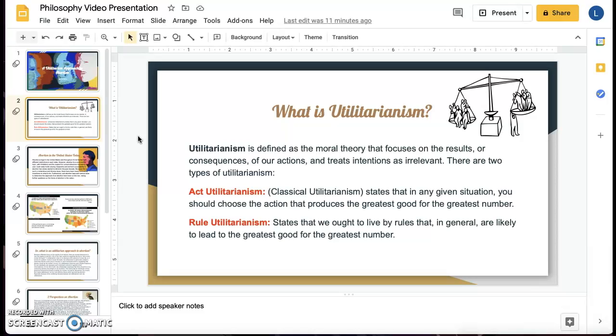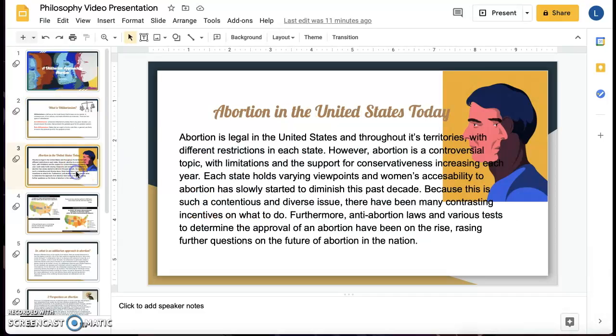As you can see, utilitarianism is more focused on the results of things and not the goals or objectives of it. Likewise, it focuses on the greatest good for the greatest number of the population or for the society.